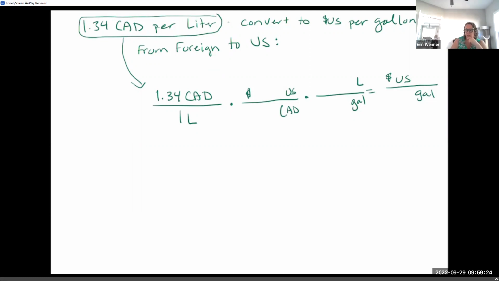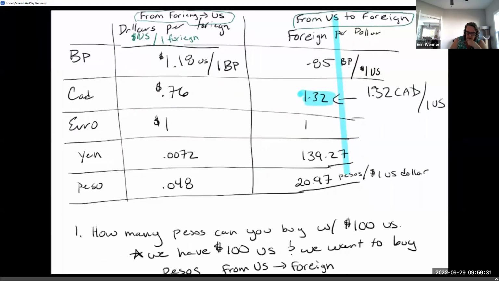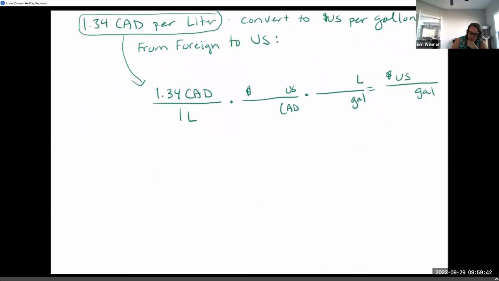So our price conversion, again, we're looking at going from foreign to US. So if I go back to my table, foreign to US is that first column, which means we're going to have 76 cents per 1 Canadian. So we're going to put 0.76 for 1 Canadian. And again, how do I know that's the one I want? Because it's dollars per foreign, which means the foreign is in the denominator, which is going to cancel that unit of measure out.